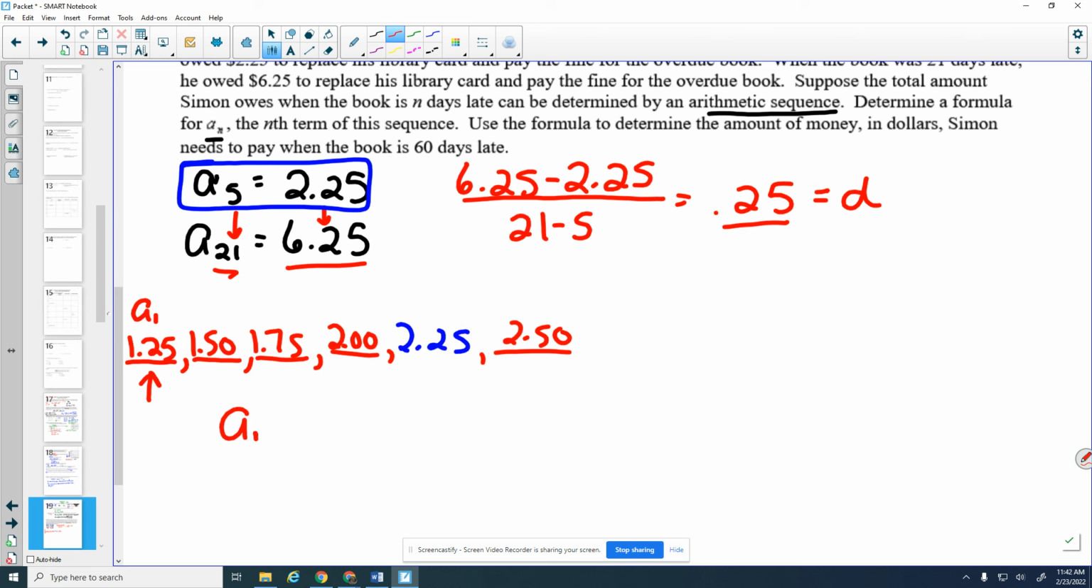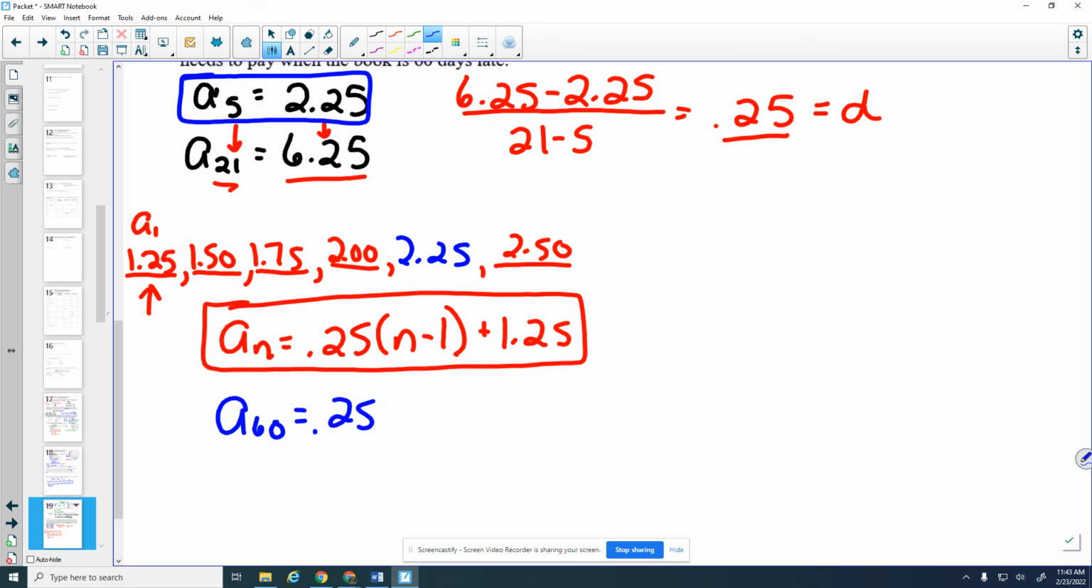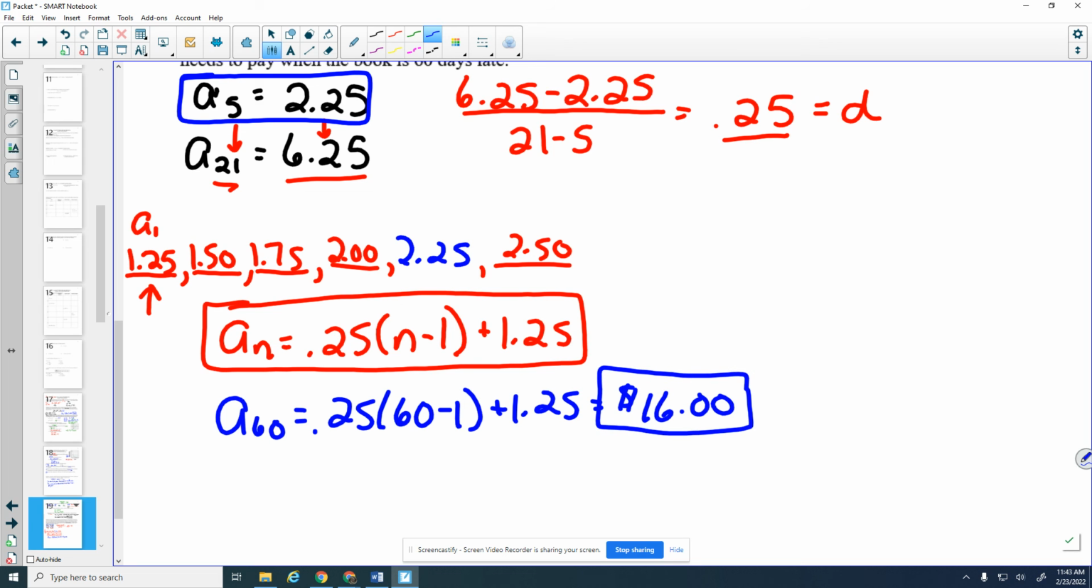Getting to my a sub n formula, I have d is 0.25 times n minus 1 plus a sub 1, which is 125. Be careful, I have to write this as part of my answer because that's what the question asked for. Now it wants to know how much I will owe when it's 60 days late. So I'm going to plug in a 60 for the n, and that is going to give me $16. So hopefully they have a cap, like the Saugerties Library. I don't even know if they charge fines anymore at the Saugerties Library, but there used to be a cap of $5.